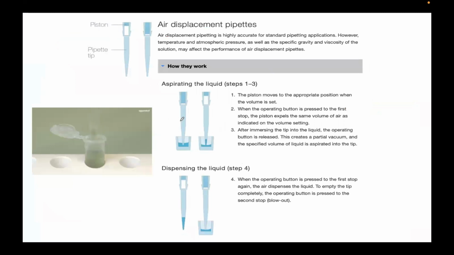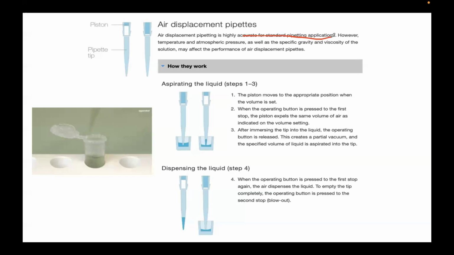So, i-differentiate natin si air displacement versus positive displacement. Air displacement pipetting is highly accurate for standard pipetting application. So ito din yung most common na ginagamit natin sa ating laboratory setup. However, temperature and atmospheric pressure as well as the specific gravity and viscosity of the solution may affect the performance of your air displacement pipettes.